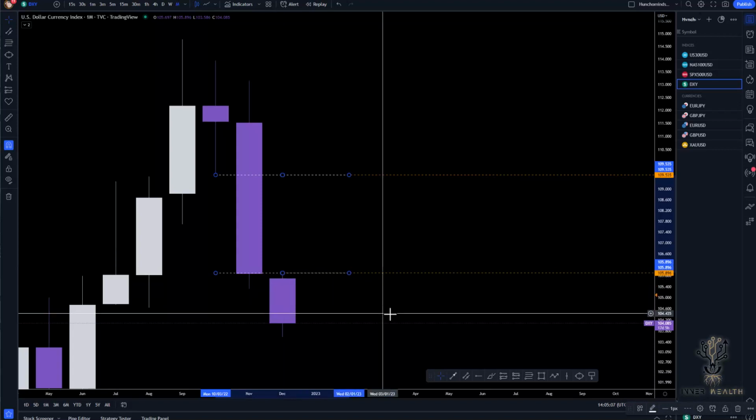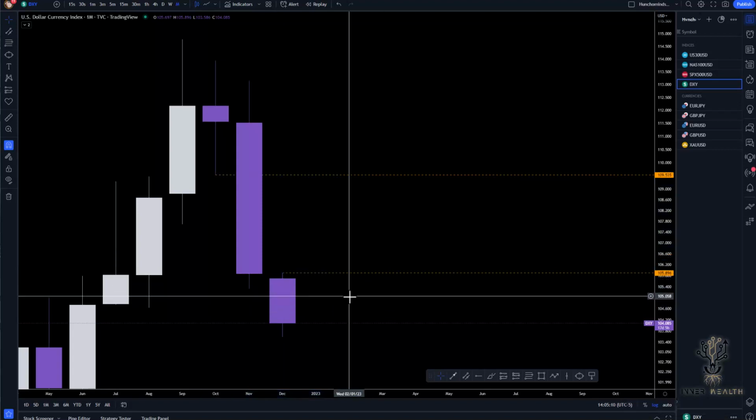Fair value gaps are something that are imbalances. We're going to refer to them as imbalances for study purposes. These imbalances can be utilized for entries. They can be utilized for either support or resistance. They can be utilized as targets. And so it is very crucial for you as a trader to understand what a fair value gap is, or apologize, what an imbalance is.